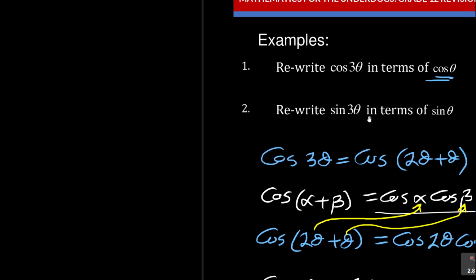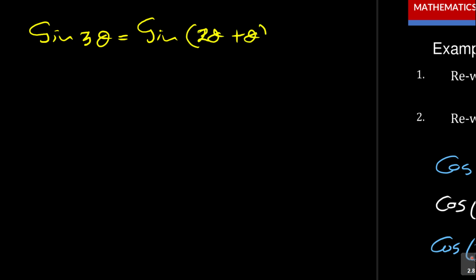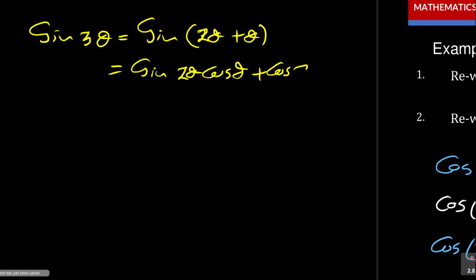What about when you're doing sine 3 theta? I'm not going to do it for you, but I want you to try it. How will you do sine 3 theta? You do the same thing. Just a hint: sine 3 theta is sine of 2 theta plus theta. Start there, and then you use the compound angle for sine, which is sine 2 theta cos theta, plus cos 2 theta sine theta. That is the compound angle for sine.